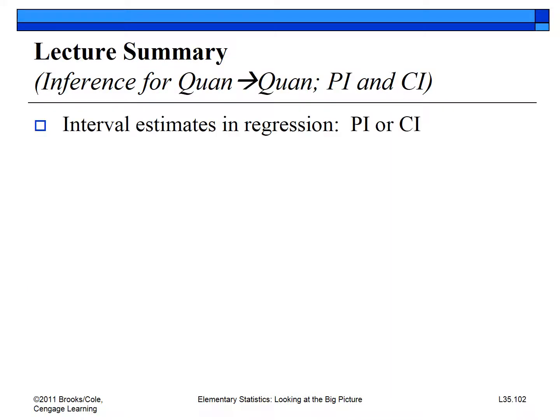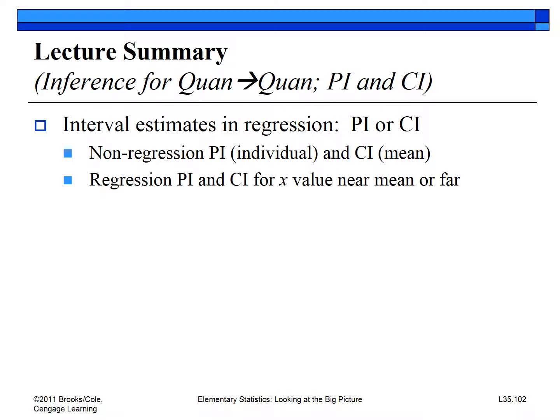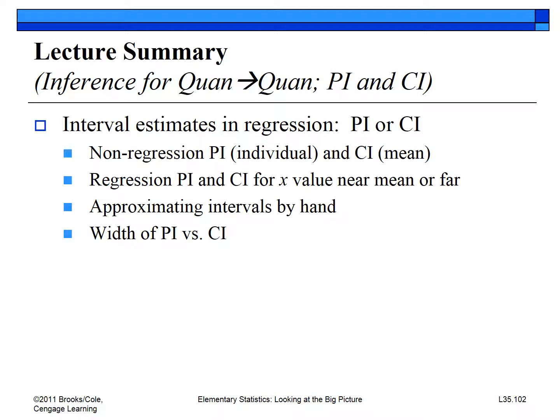Then we turned to our intervals, the prediction interval and the confidence interval for y values given an x value. We talked about what they look like if you don't use the x value, and then how it changes if you do use the x value. We also talked about how x values near the mean or far away from the mean affected the sizes of the intervals. And we talked about how to approximate those intervals by hand. We saw that the confidence intervals were always more narrow than the prediction intervals. And we went through a set of guidelines for using inference in regression.